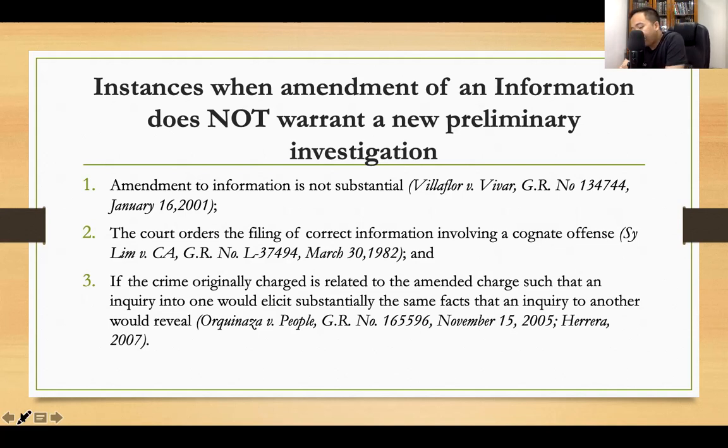Number one, the amendment to the information is not substantial. Number two, the court orders the filing of correct information involving a cognate offense. Number three, if the crime originally charged is related to the amended charge, such that an inquiry into the new one would elicit substantially the same facts that an inquiry into the other would reveal. So these are instances where even if you amend, edit, or revise the information, it will not require a new preliminary investigation. These are the three instances.